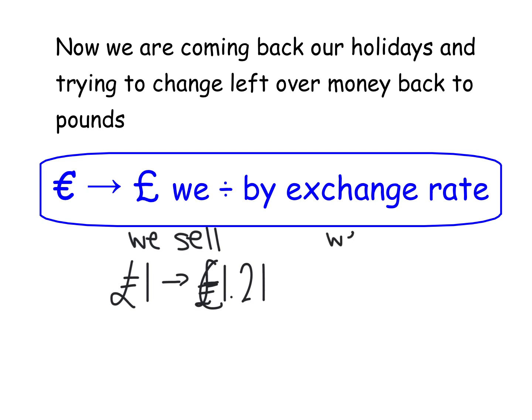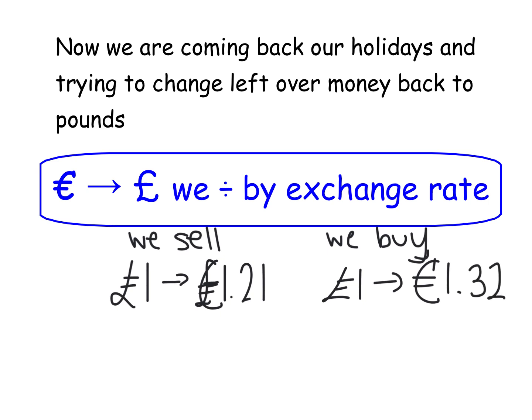Then it has a wee sign next to it that says we buy. And this number then says £1 and it's a higher amount. It says £1 is now suddenly 1.32 euros. You might be like, wow, it's worth more when I bring it back. Brilliant. It's not. Think about when you divide a cake. The more you divide that cake into, the smaller bit of cake you get. So when you're dividing by a bigger euro number, you're actually getting less money.